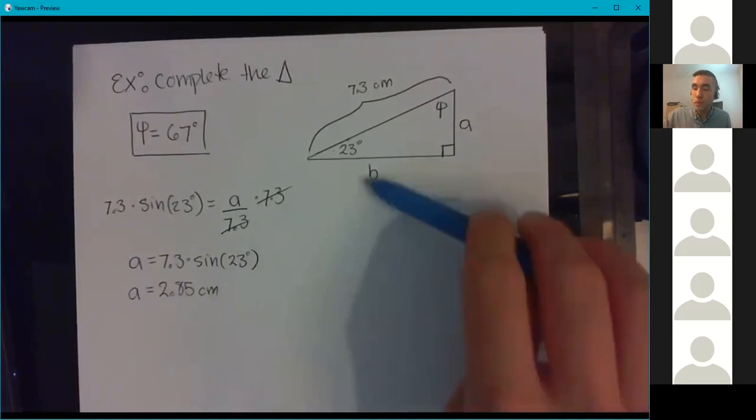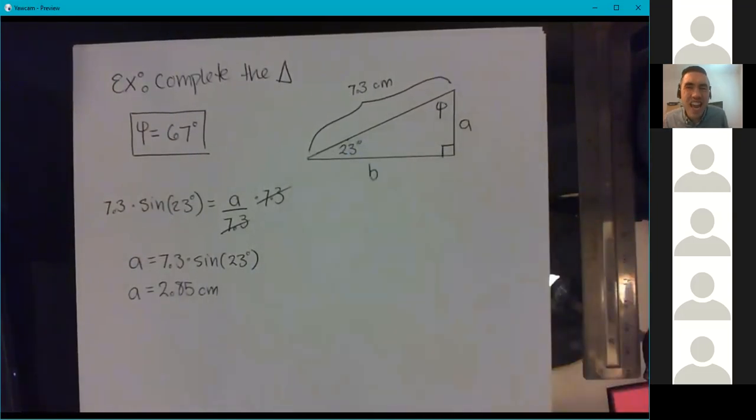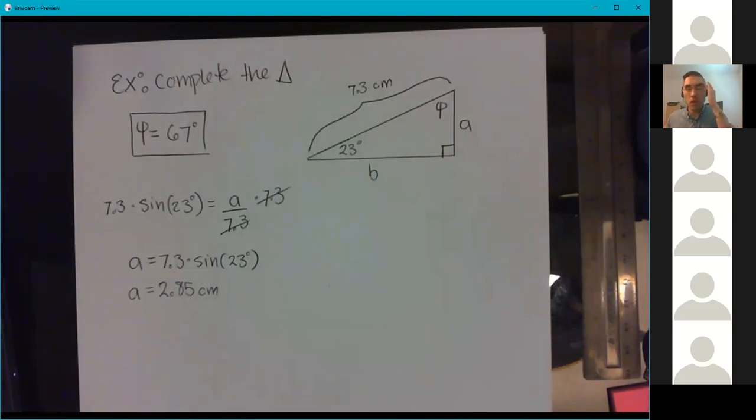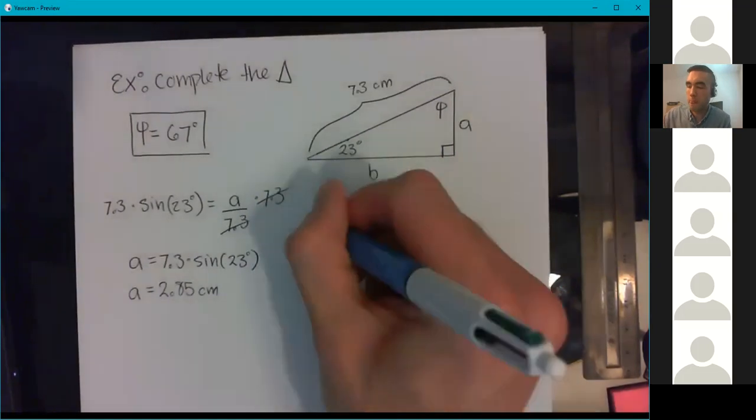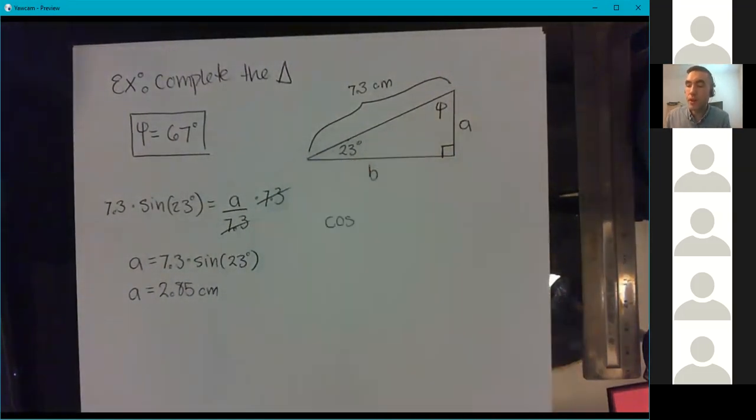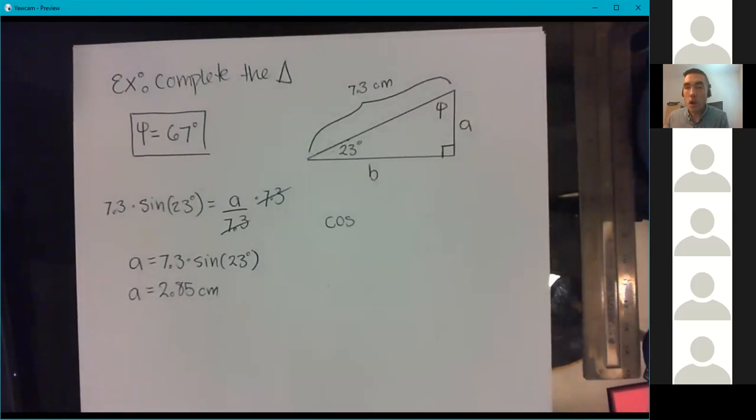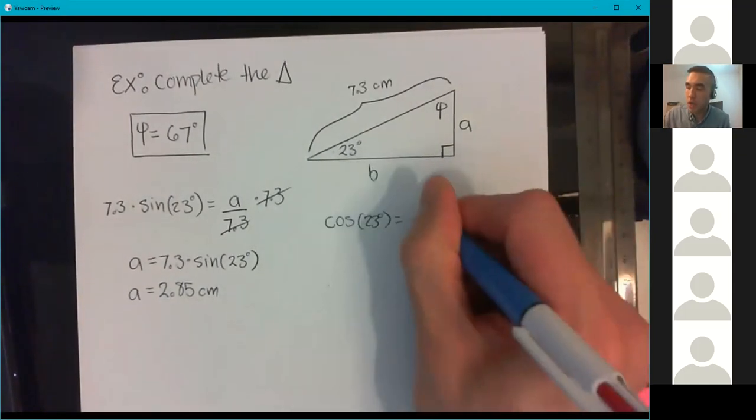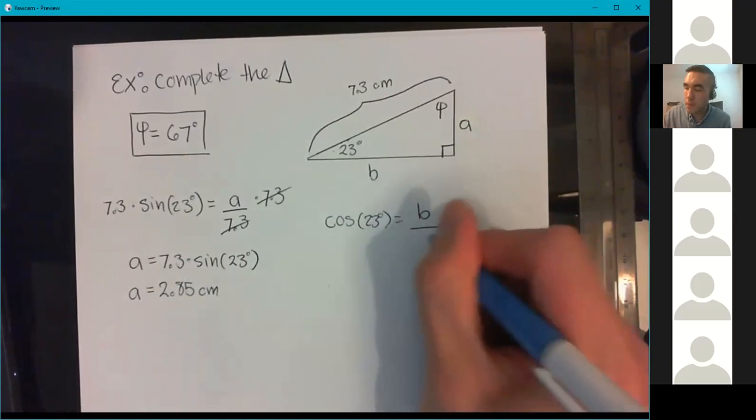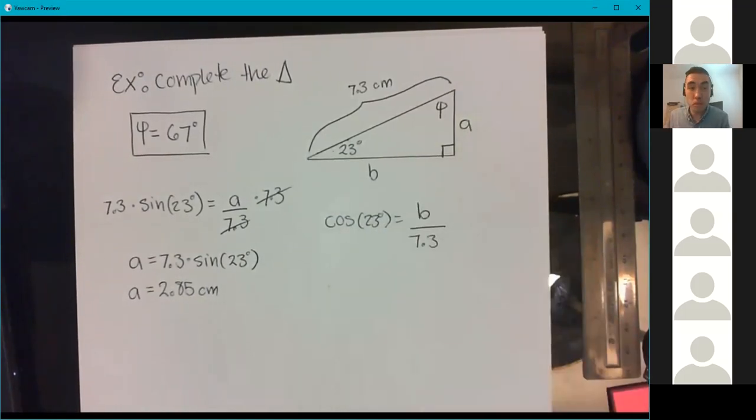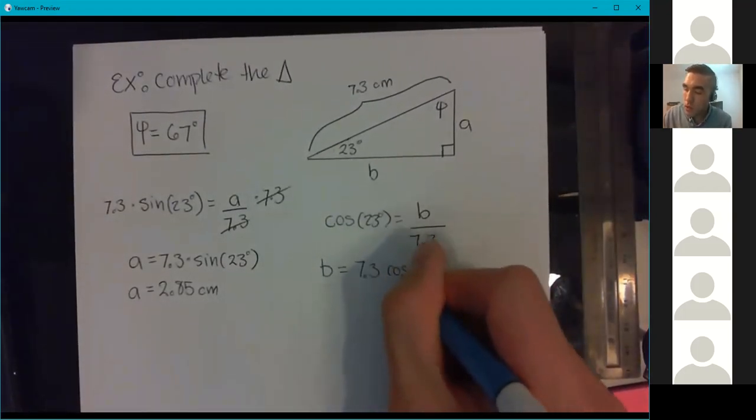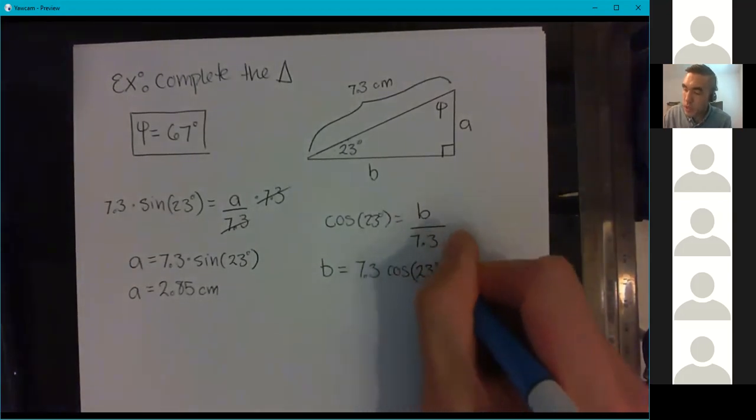Consider the following. From this angle's perspective, what is the name of side length B? Adjacent. And the side length that we were given to start is the hypotenuse. So CAH TOA. Let's use CAH because there's adjacent and hypotenuse. Very good. Cosine of 23 degrees is going to be equal to adjacent divided by hypotenuse, B divided by 7.3. So if I want B alone, I'm going to multiply both sides by 7.3. B is going to be equal to 7.3 cosine of 23 degrees.